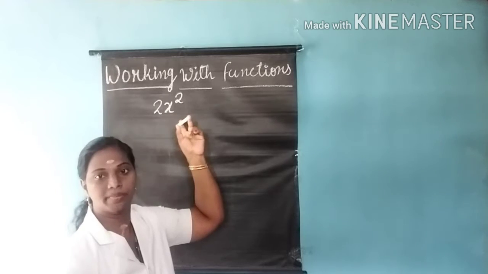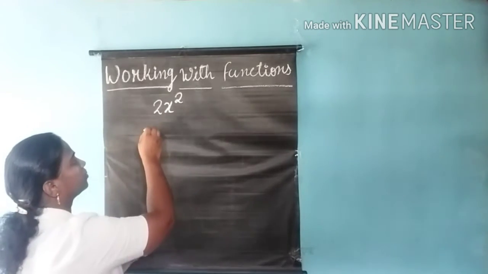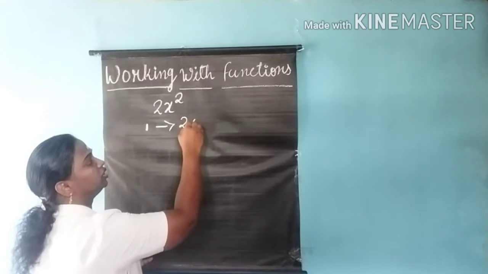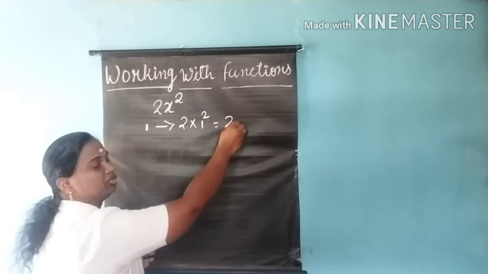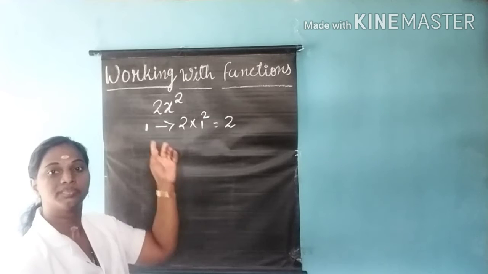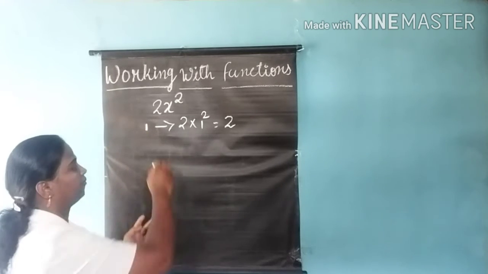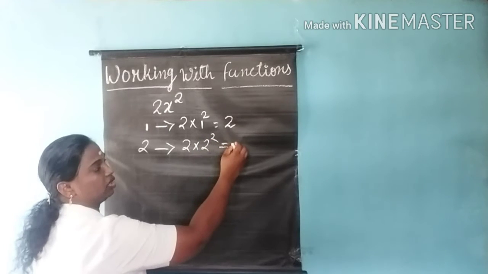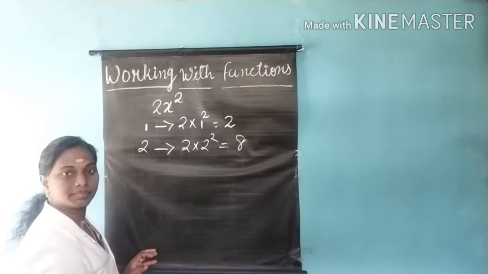x is a variable. Suppose we apply the value 1. Then what is the answer? 2 into 1 square is equal to 2. This is the answer for the value 1. When we give 2, then we can write 2 into 2 square is equal to 8.